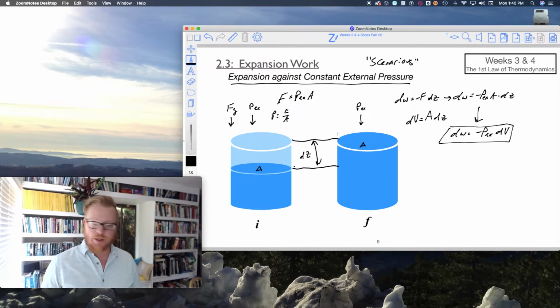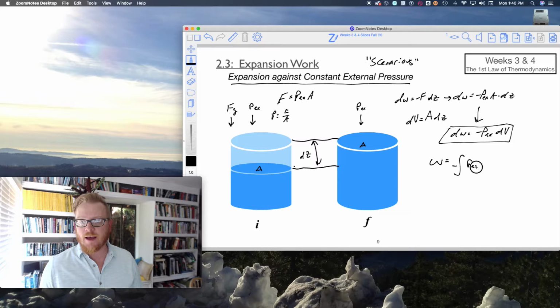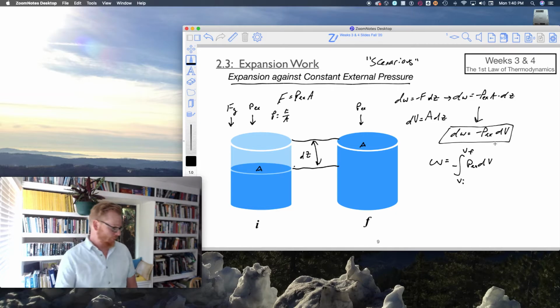So for example, suppose I wanted to know how much work was done, okay? Well, if I want to know how much work is done, I have to integrate both sides. So if I integrate dW, I just get W. And now I have to integrate P external dV, and I'm going to integrate that from V initial to V final. Okay.